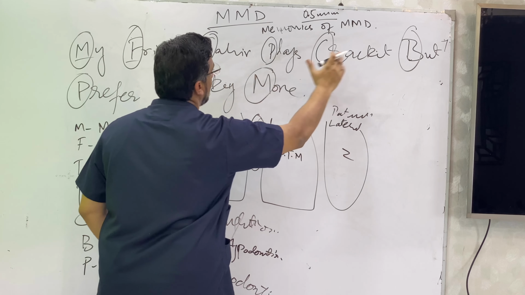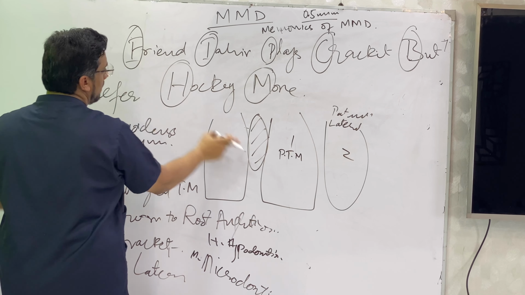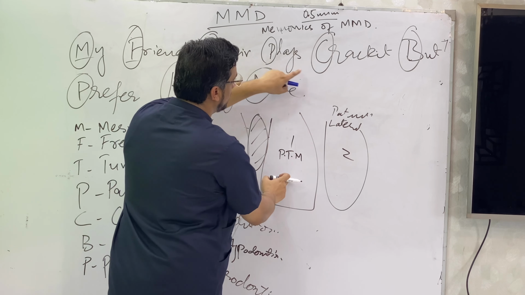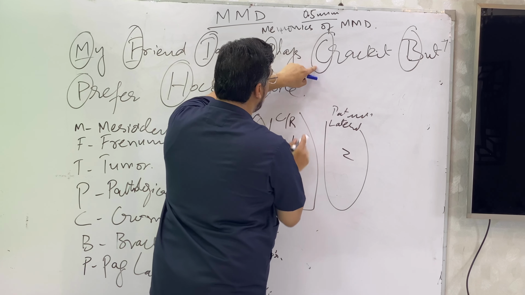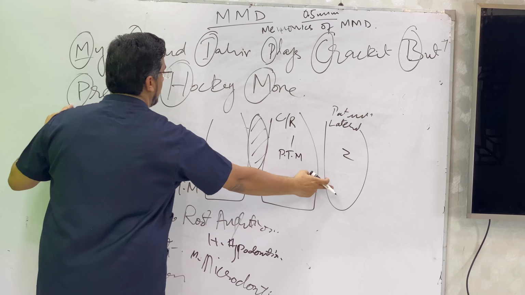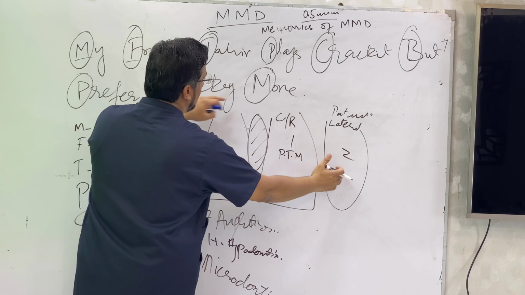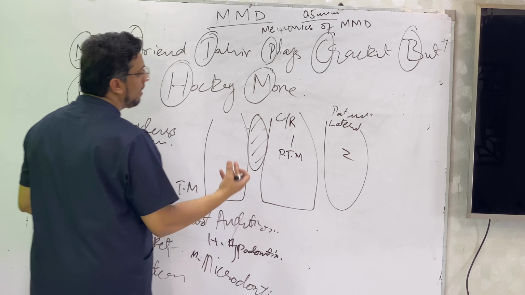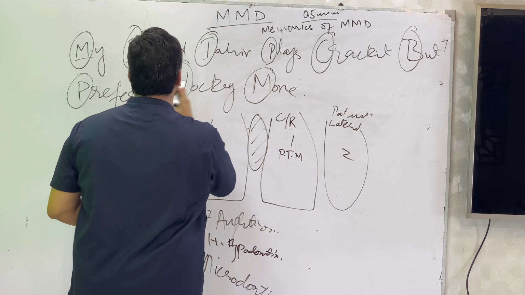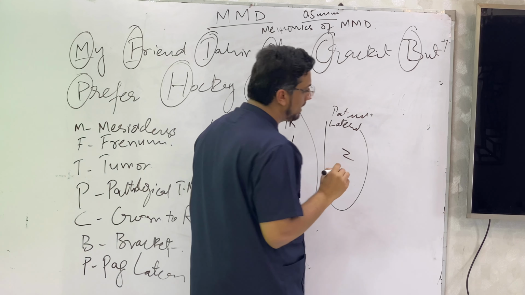So my friend Tahir plays cricket but prefer hockey more. M stands for mesiodens, F stands for frenum, T stands for tumor, P stands for pathological tooth migration, C stands for crown to root angulation problem, B stands for bracket positioning error, P stands for peg lateral. Now we come to the lateral incisors. H stands for hypodontia of the lateral incisors, and M stands for microdontia of the dentition. So there are 1, 2, 3, 4, 5, 6, 7, 8, 9 causes of the midline diastema. Then after these 9 causes, you have to memorize the next mnemonic.